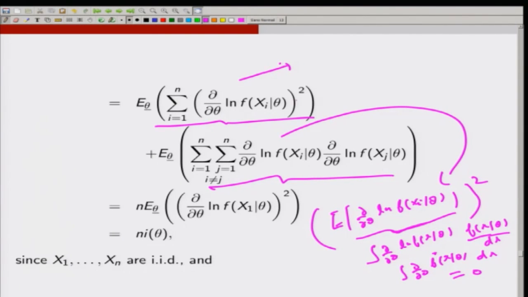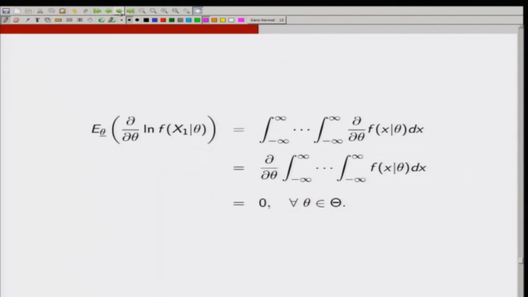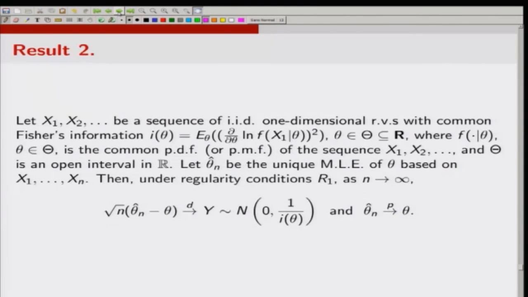But here the Xi's are IID, so each of these terms would be the same when I take the expectation inside. So it would be n times the expected value of (∂/∂θ log f(X1|θ)) whole square, which is nothing but n times I(θ). So the reasoning I have given is, since X1, X2, ..., Xn are IID and the expected value of ∂/∂θ log f(X1|θ) is 0, the information contained in the whole random sample X1, X2, ..., Xn is n times the information contained in a single observation, I(θ), which makes sense. So that is what we did over here.